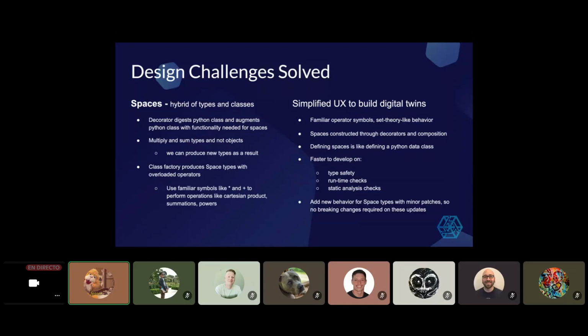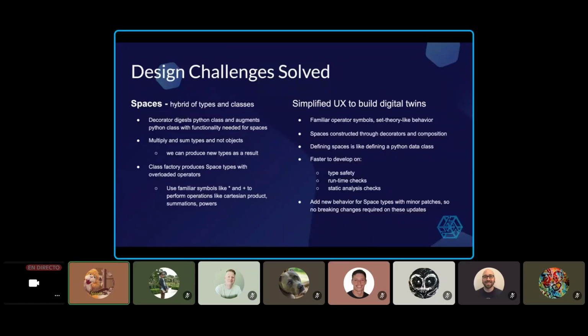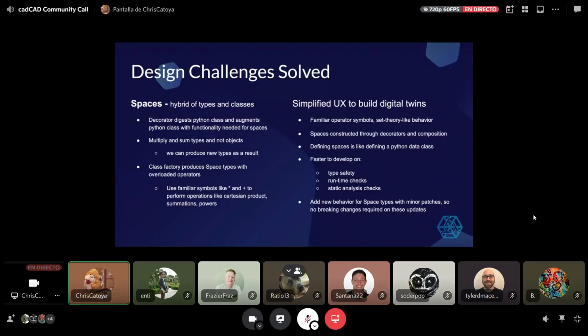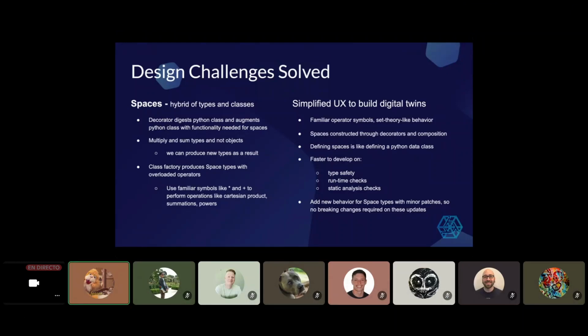What we've solved for spaces is that we basically hybridized types and classes. So spaces now are a decorator. They digest a Python class, and it augments Python classes with functionality for spaces to work in the way intended as part of generalized dynamical systems. So when you multiply in some types, it's not on objects, and this enables you to produce new types as a result. So you get basically a class factory of space types. And we're able to overload operators in this way. So you're using familiar symbols, and you can now do Cartesian products, summations, powers. And what this really enables is simplified UX for building the models in digital twins.